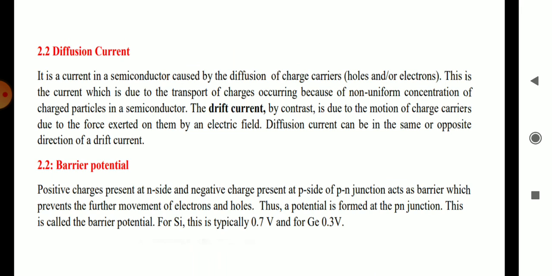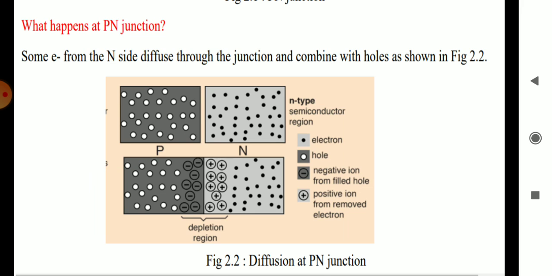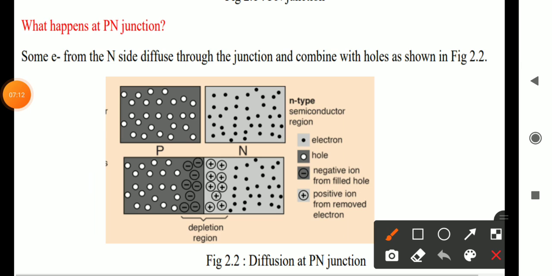And there is one more current, that is a drift current. As you can see here, in a depletion region there are positive as well as negative ions present, so we can say there is a formation of an electric field. That electric field we are calling a barrier potential. Because of the diffusion there is one current, that is the diffusion current. One more current will exist in the PN junction, that is the drift current.